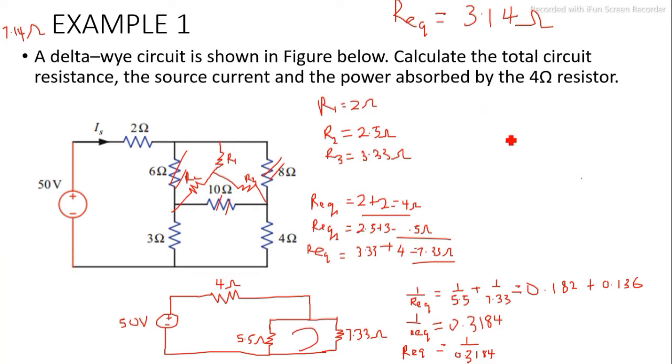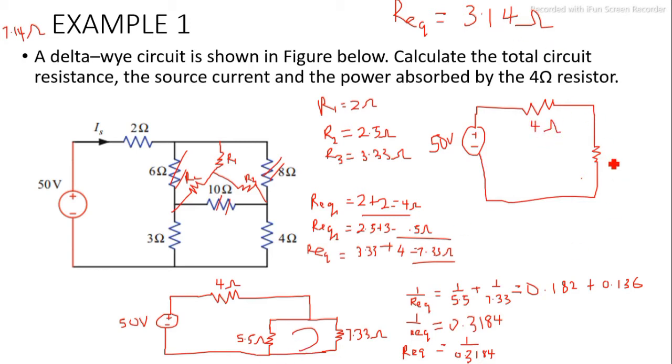So drawing our new circuit now, I'm going to have what? The 50 volts supply, 50 volts. Then the 4 ohm resistor combined with what? The combination of those two. So I'm going to have 4 ohms. The combination of these two gives us what? 3.14 ohms. So now these two are in what?